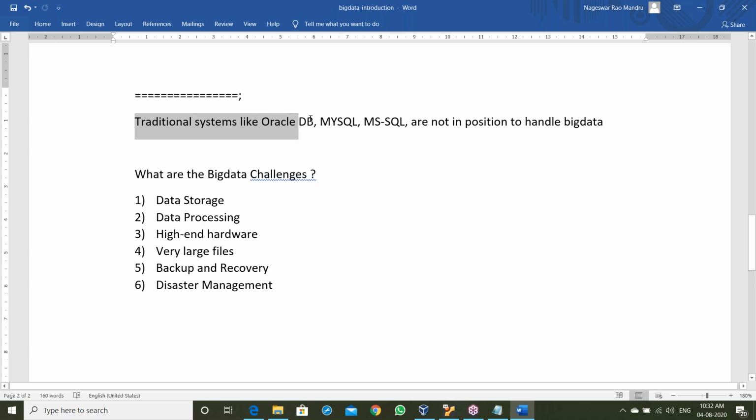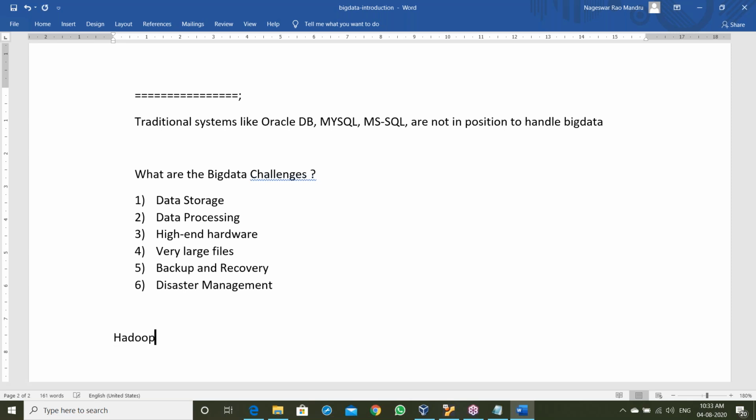Traditional systems like Oracle database, MySQL database, Microsoft SQL Server, the Linux file system and Windows file system are not in a position to face all these challenges. Then which is the right technology? What's the solution for all the challenges?